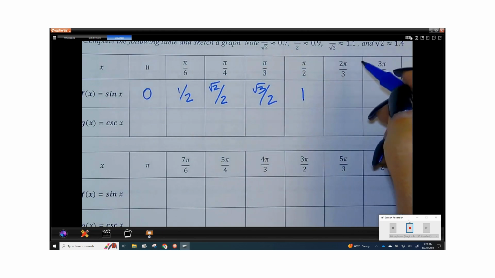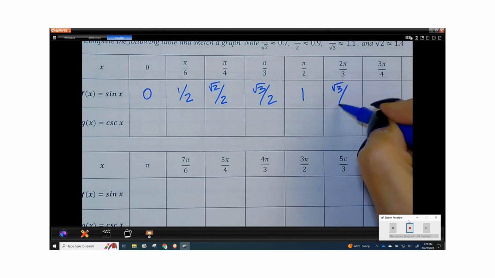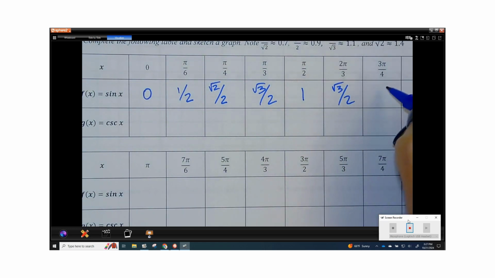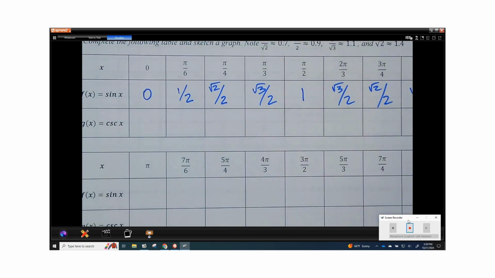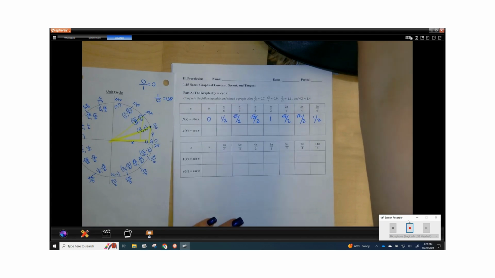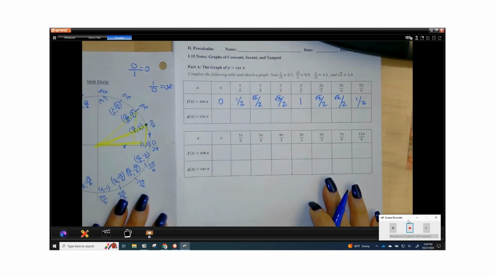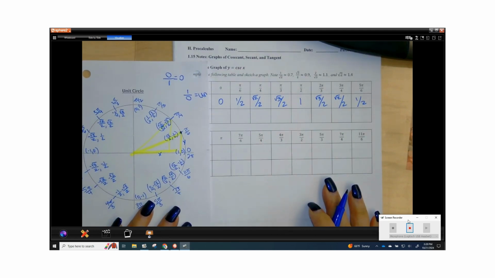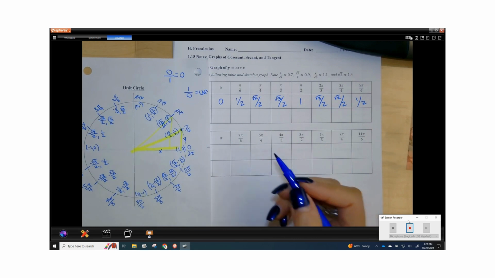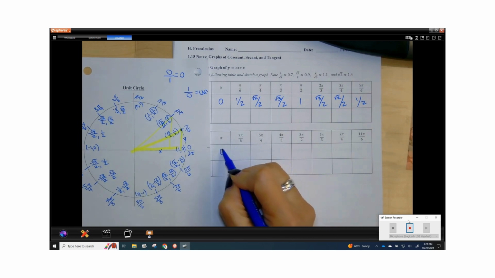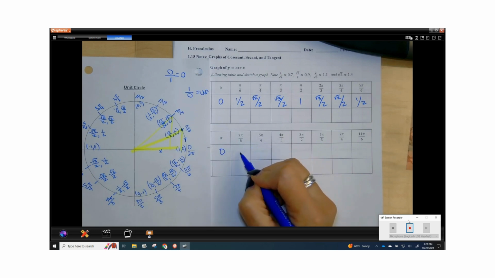2 pi over 3 is square root of 3 over 2. 3 pi over 4 is square root of 2 over 2. 5 pi over 6 is 1/2. Oops, I'm sorry. Maybe I could do it like that and show both. Okay. Pi is 0. 7 pi over 6 is negative 1/2.